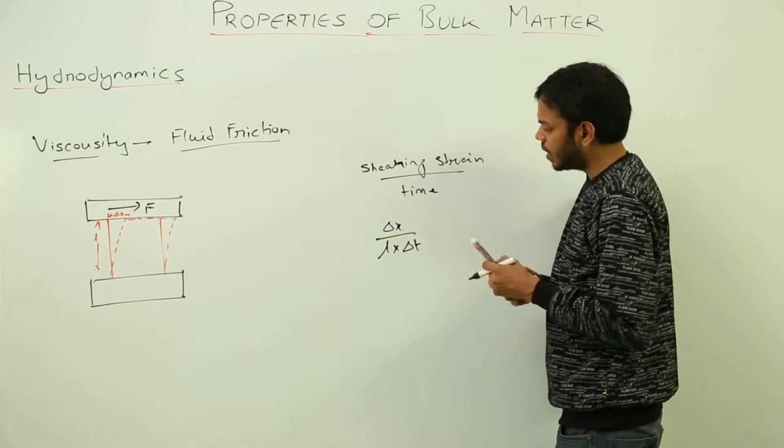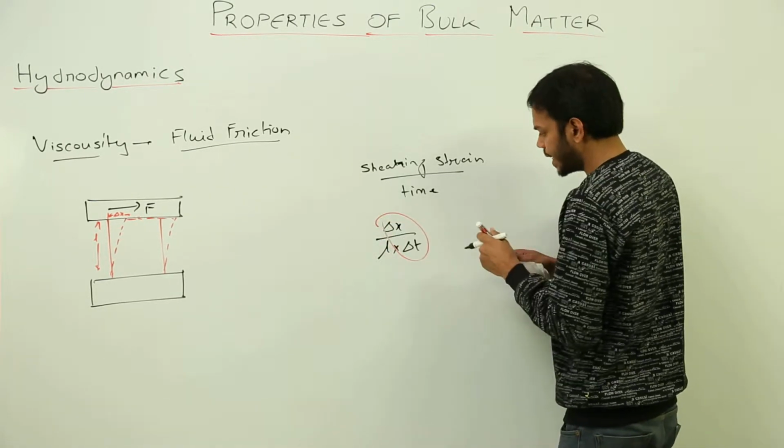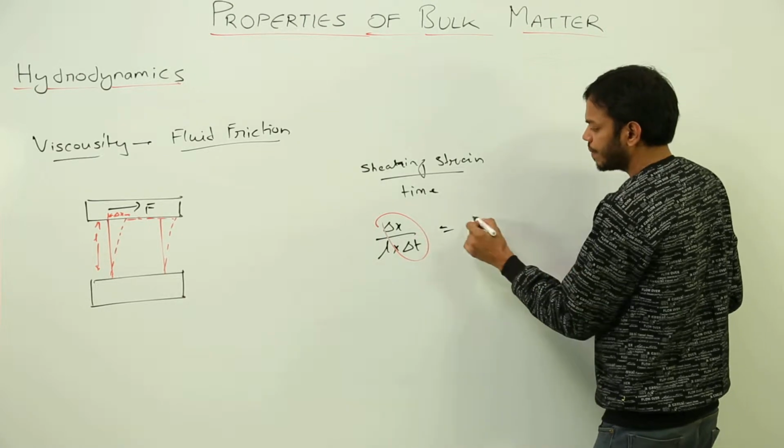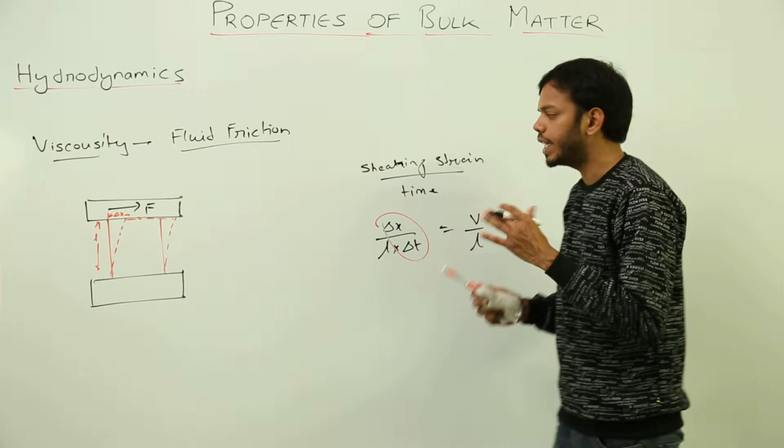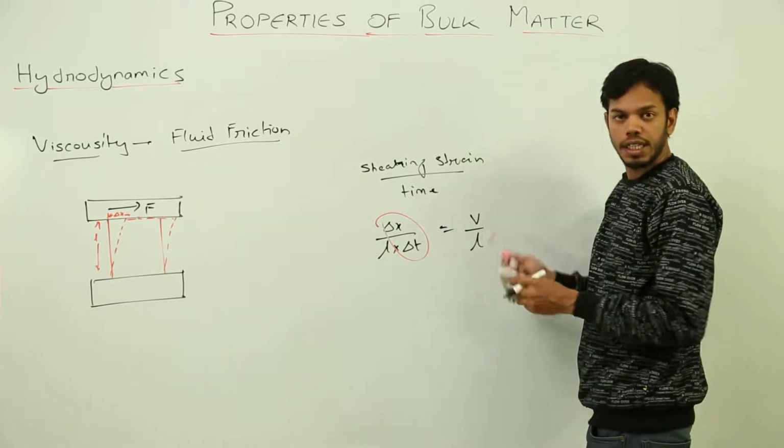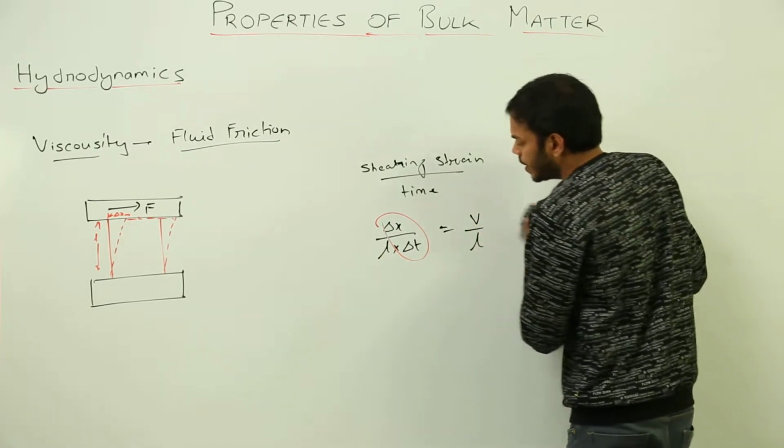So this term here, which is delta x over delta t, is actually what? Velocity. So v upon L, this is what? The rate of shearing strain, or shearing rate, right? Now keep this term in mind. I am rubbing it out.